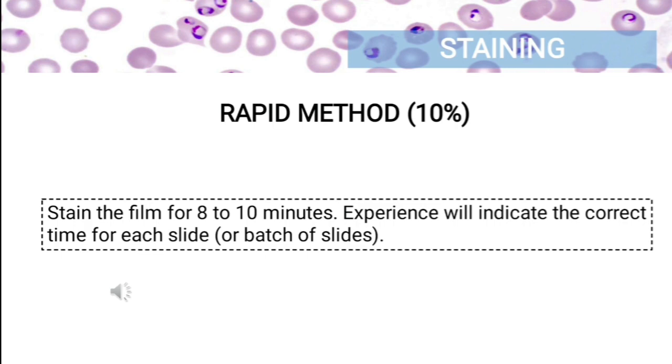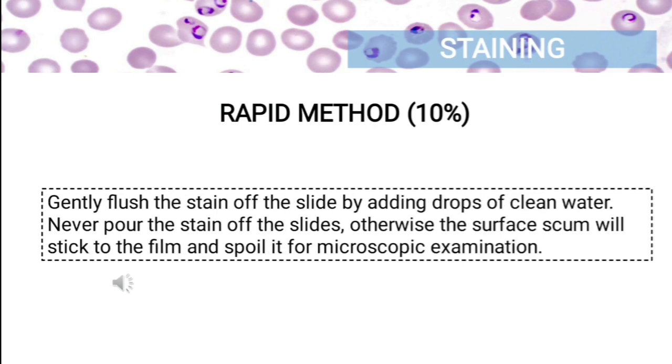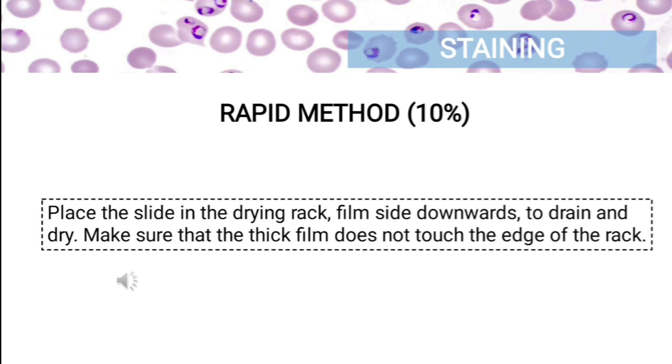Then, stain the film for 8 to 10 minutes. Experience will indicate the correct time for each slide or batch of slides. Then, gently flush the stain off the slide by adding drops of clean water. Never pour the stain off the slides, otherwise the surface scum will stick to the film and spoil it for microscopic examination. Lastly, place the slide in the drying rack, film side downwards, to drain and dry. Make sure that the thick film does not touch the edge of the rack.